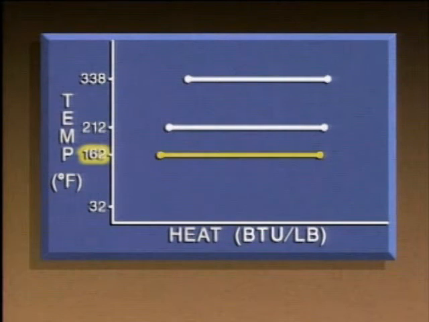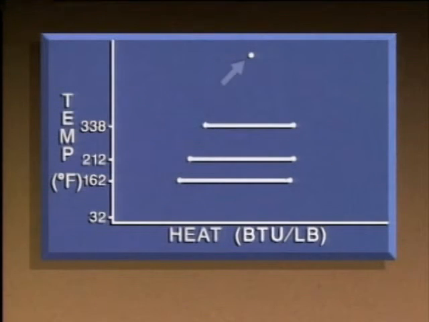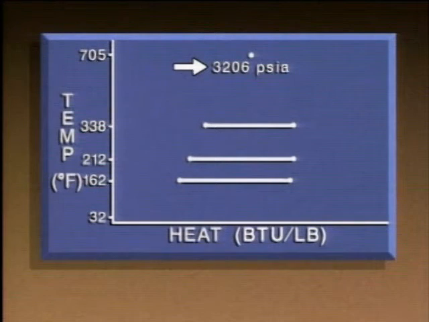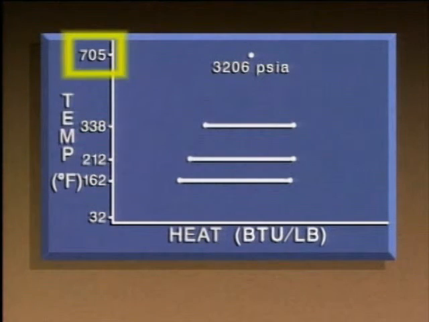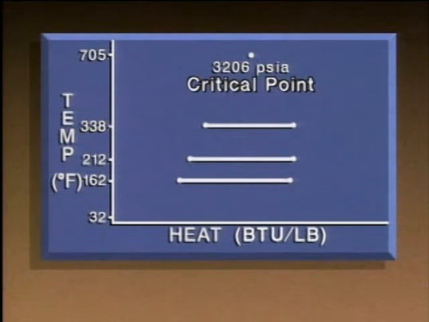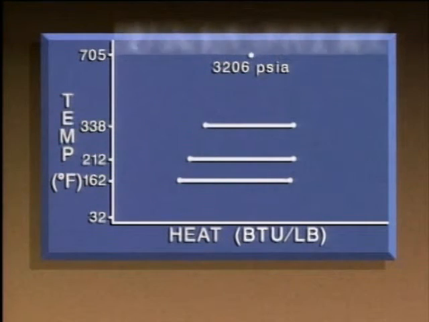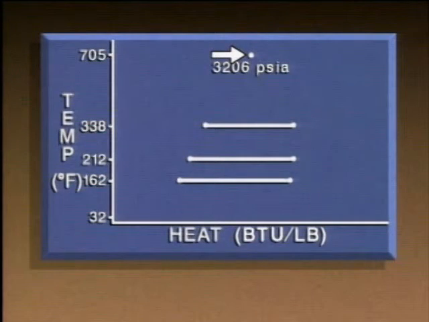As the pressure and boiling temperature of water increase, the latent heat of vaporization decreases. There is a point, however, at which the latent heat of vaporization is 0 BTUs per pound. This point occurs at a pressure of 3,206 PSIA and a boiling temperature of 705 degrees Fahrenheit. This point's called the critical point. Above the critical point, water flashes to steam, but there is no latent heat transfer. Above this point, water exists as a superheated vapor.